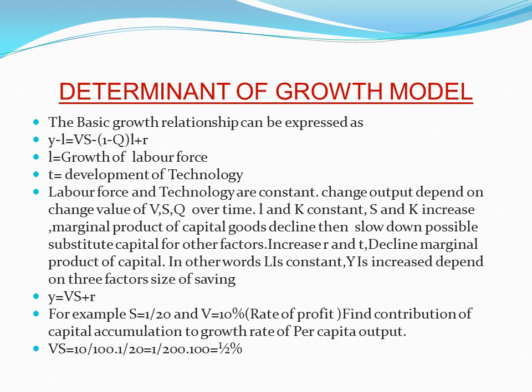For example, S equal to 1 by 20 and V equal to 10% rate of profit. The contribution of capital accumulation to the growth rate of per capita output: V multiplied by S equal to 10 by 100 multiplied by 1 divided by 20 equal to 1 divided by 200 multiplied by 100 equal to 1 divided by 2 percentage.